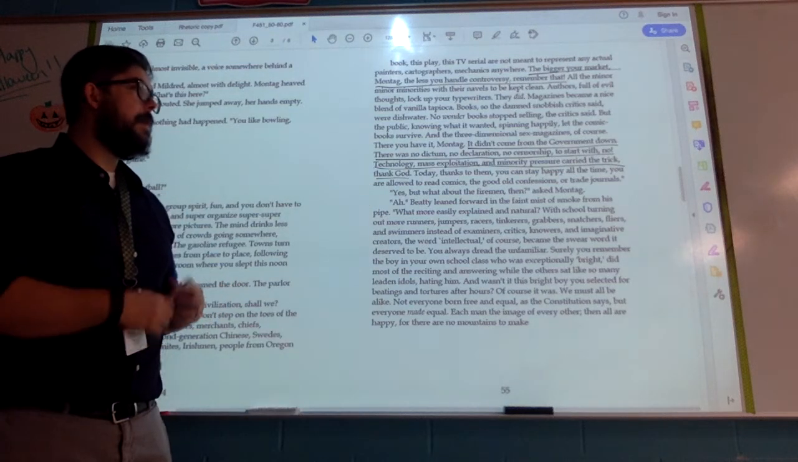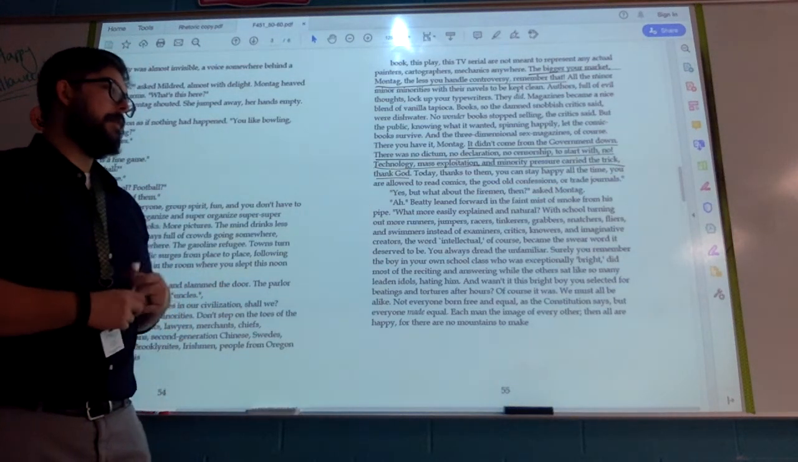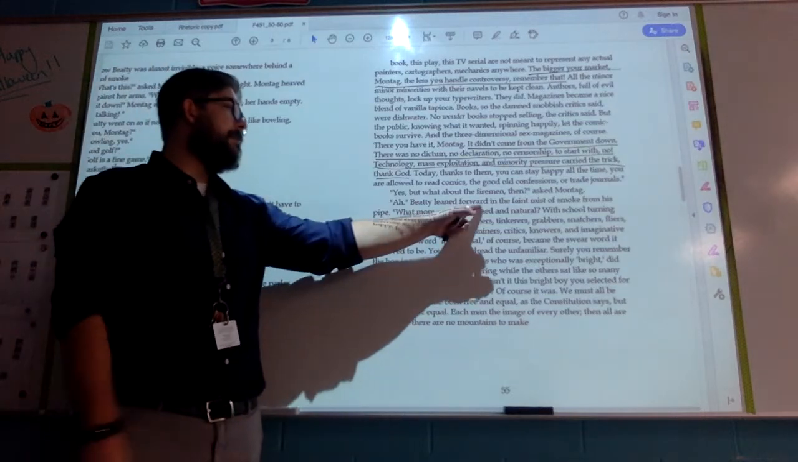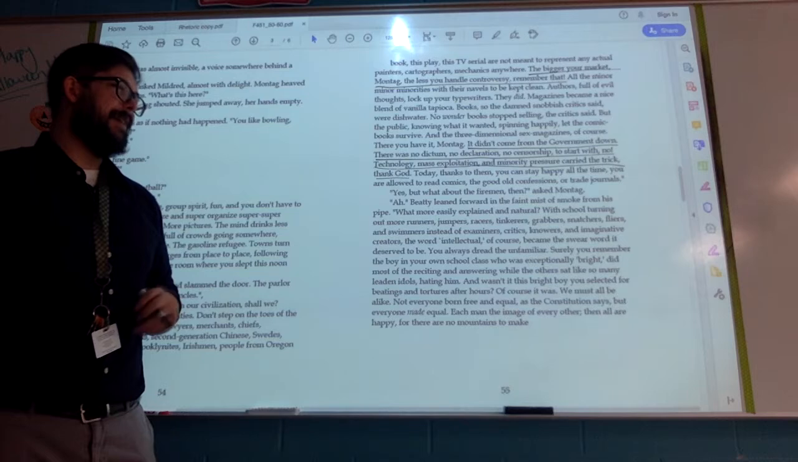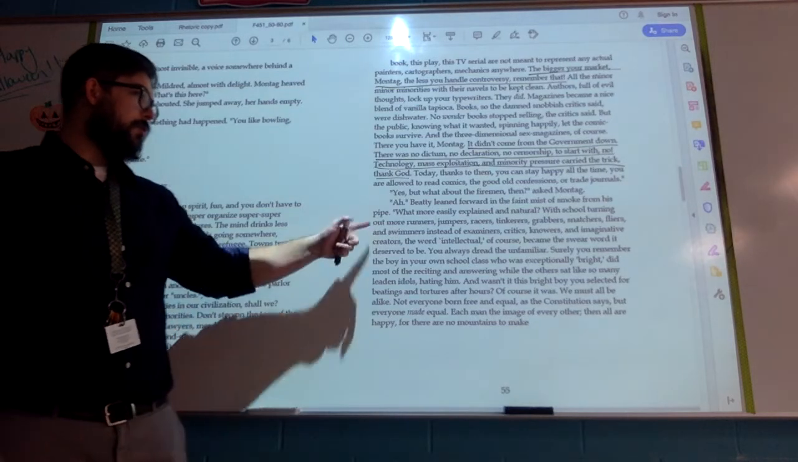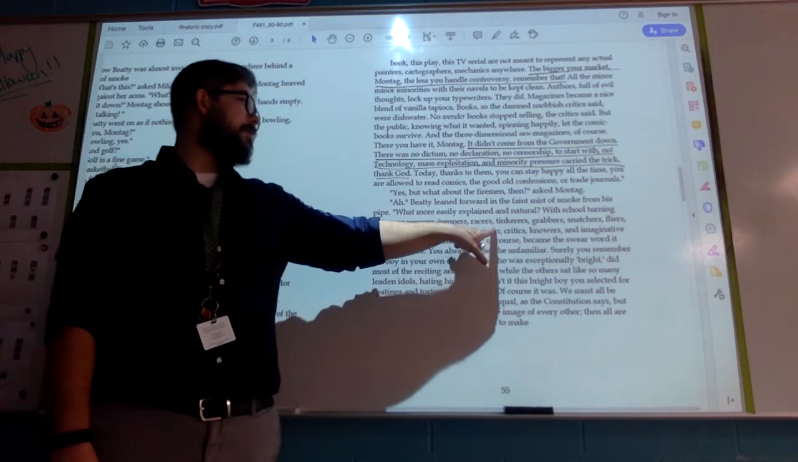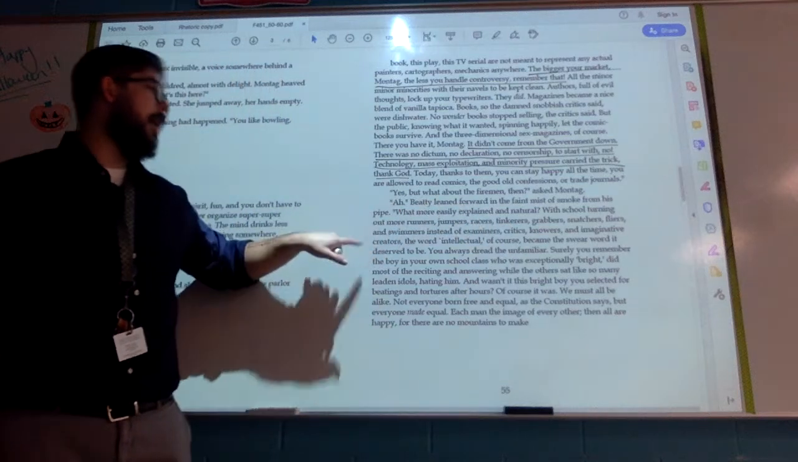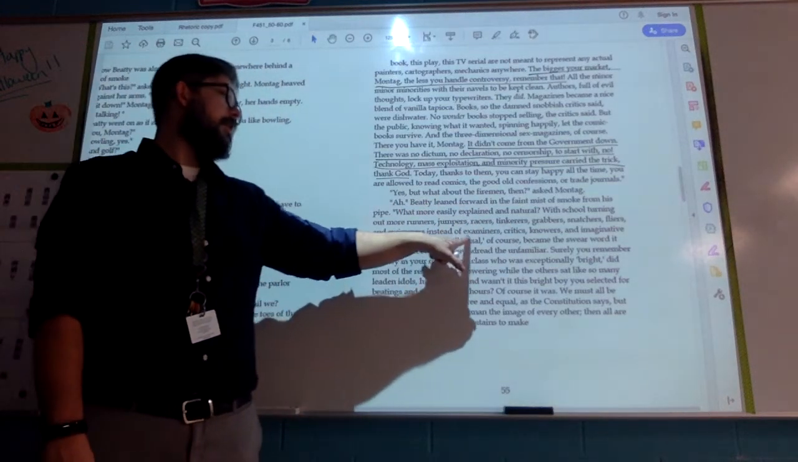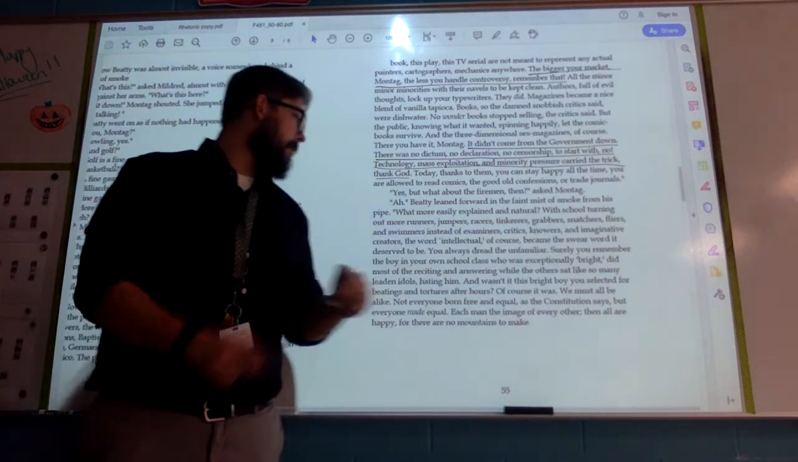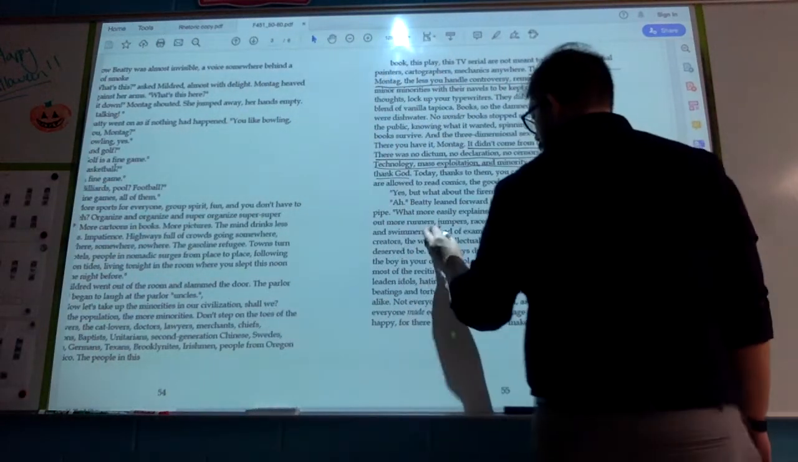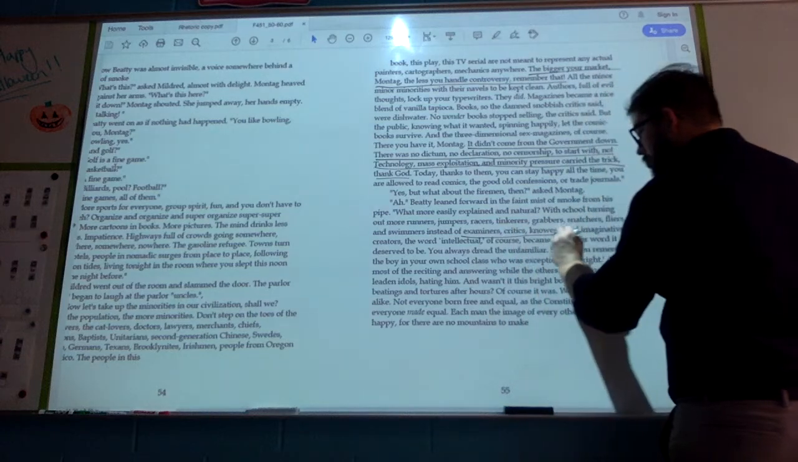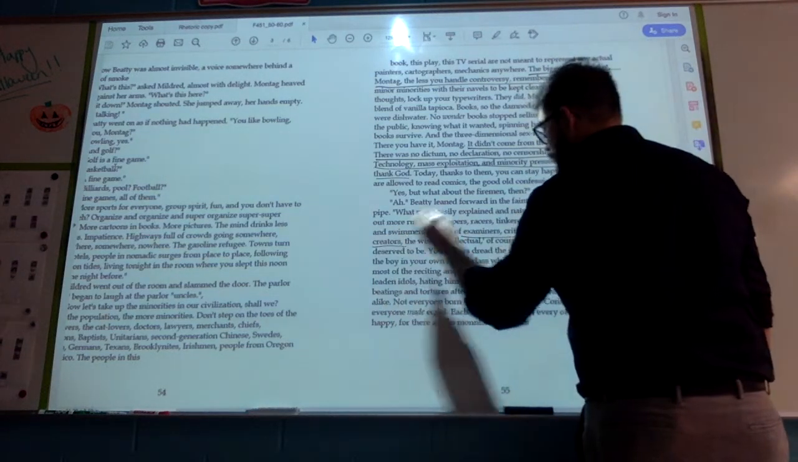Yes, but what about the firemen then? Asked Montag. Beatty leaned forward in the faint mist of smoke from his pipe. What more easily explained than natural? With school turning out more runners, jumpers, racers, tinkerers, grabbers, snatchers, flyers, and swimmers, instead of examiners, critics, knowers, and imaginative creators.